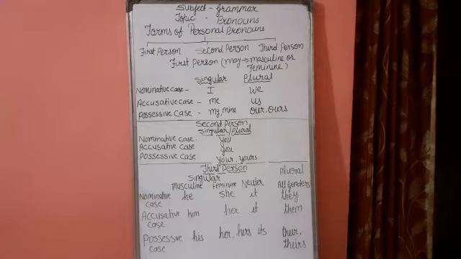For the third person, the singular may be masculine, feminine or neuter, and for the plural, all the genders are like this. So first, for the nominative case, masculine gender, singular will be he, feminine gender, she, neuter gender, it. And for the plural, all genders, third person will be they. For the accusative case, as you are watching, singular masculine is him, feminine is her, and neuter is it. And for the plural, all genders, it will be them at the objective or accusative case.